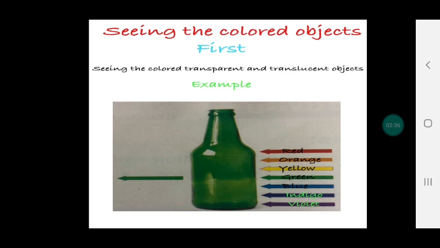So, how can we see colored objects? We will start with transparent, semi-transparent, or translucent objects. As we see in the figure, we have a transparent green bottle. When white light falls on the surfaces of this bottle, the white light consists of the 7 spectrum colors. What happened? The bottle will absorb all the light colors and only transmit its own color.